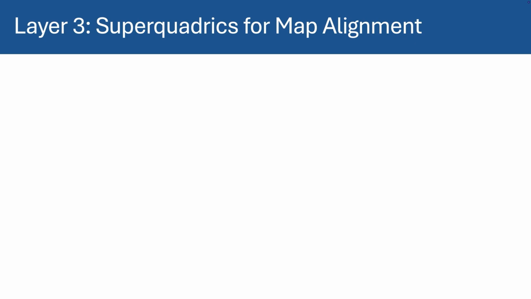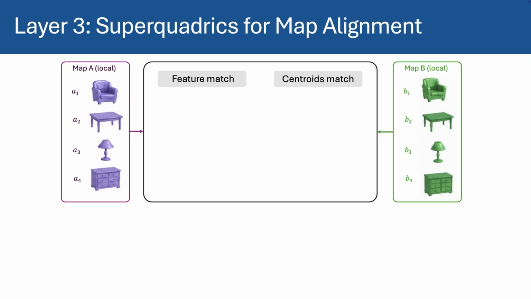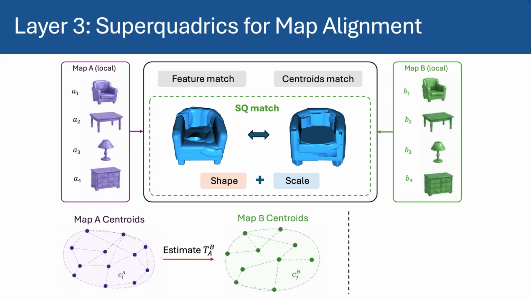Second, for map alignment, we use the superquadric representation from Layer 3. Given 2 reconstructed scenes with camera trajectories in their own local frames, we first find object associations across the 2 maps. Besides comparing object semantic features and centroid locations, we also compare their superquadric parameters to capture geometric similarity. This allows us to estimate the relative transformation between the 2 maps and align them into a consistent global frame.